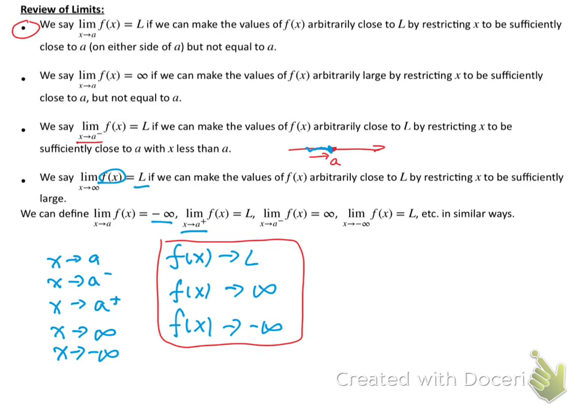If you want f of x to be that close to L or that large, you just push your x close enough to a, maybe on only the side that you have, or large enough or small enough. That's the analytic definition, or algebraic definition.